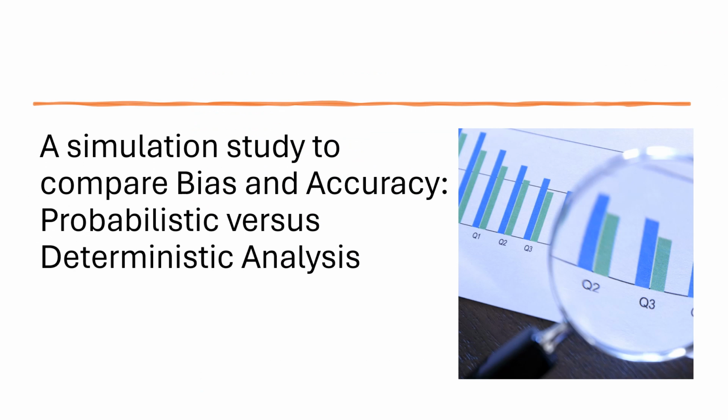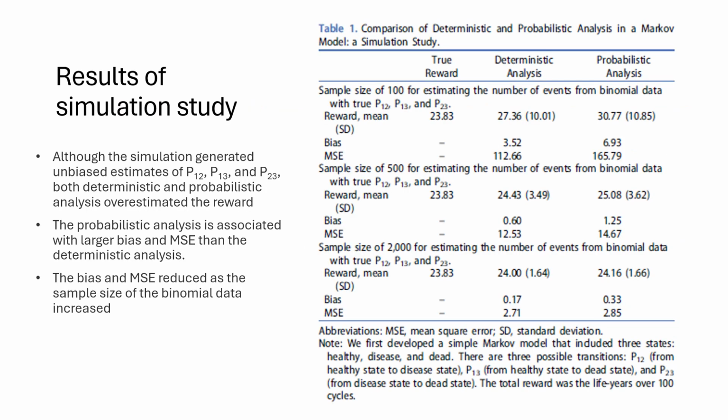We conducted a simulation study to assess the bias and accuracy of probabilistic versus deterministic analysis in a Markov model. We considered three scenarios with different cohort sizes. N equals 100 as weak evidence, N equals 500 as moderate evidence, and N equals 2000 as strong evidence. Results of this simulation study were presented in this table.